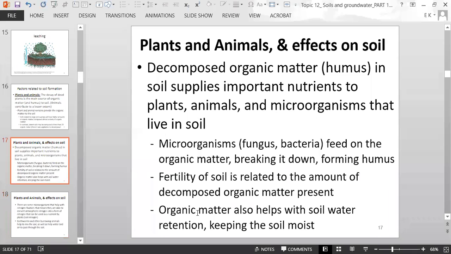So decomposed organic matter, or again, that word humus, in the soil supplies important nutrients to plants, animals, and microorganisms that live in the soil. So microorganisms like fungus and bacteria feed on the organic matter and break it down, and that forms the humus. That's the decay of the organic matter. The fertility of soil is related to the amount of decomposed organic matter in the soil. Organic matter also helps with soil water retention, keeping the soil moist.